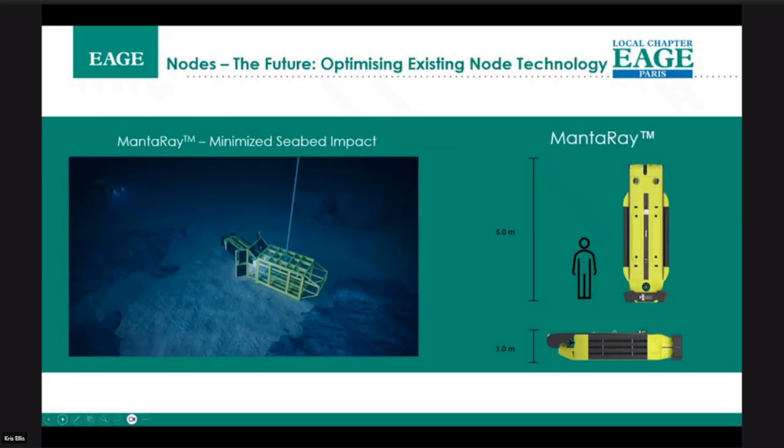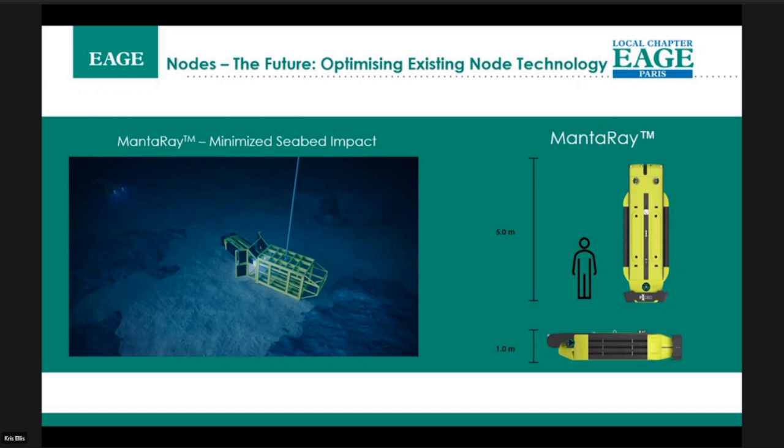So where are we right now in terms of technology? We're looking at deploying our first commercial survey this year. We're currently testing in the pool. Unfortunately, I've not got any videos to show you of that. However, I'm going to talk about the manta ray unit.